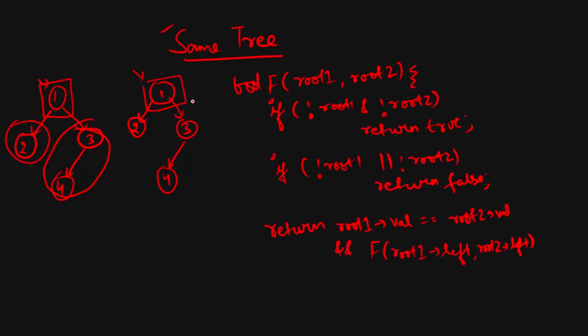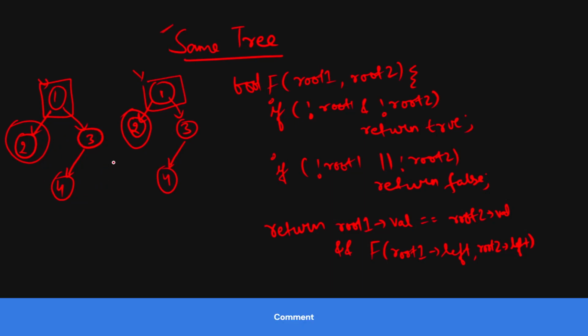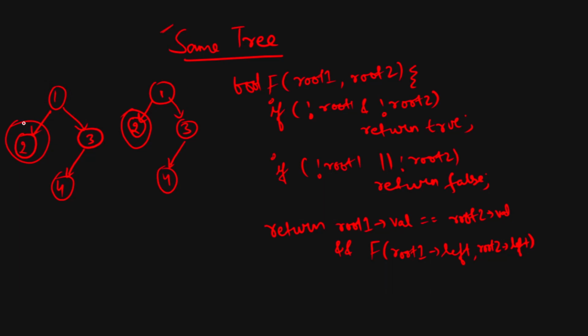Now after checking 1, it will check my left subtrees. It will check this 2 and this 2. And after checking this, if and only if this is true, then it will check its right also. If this is true, means they are same. In that case, it will check its right as well.